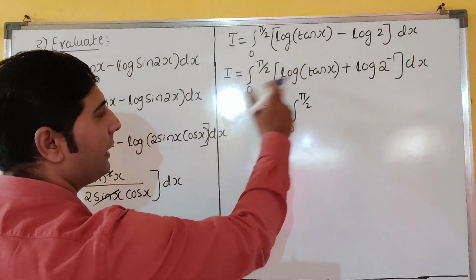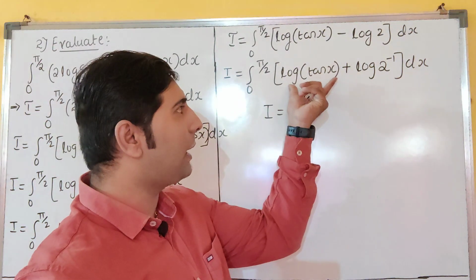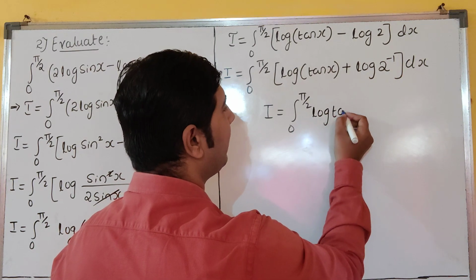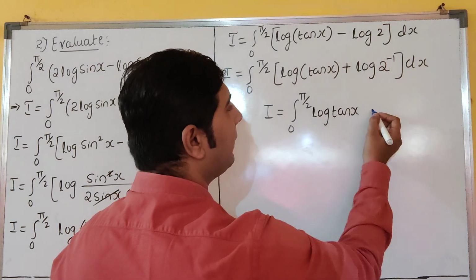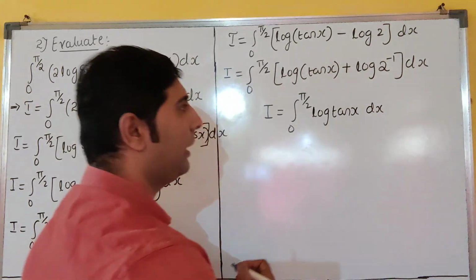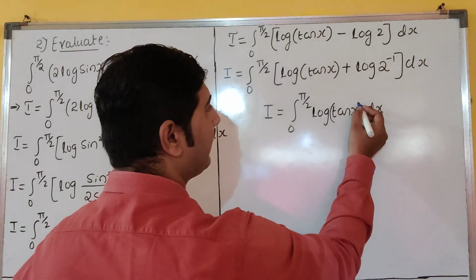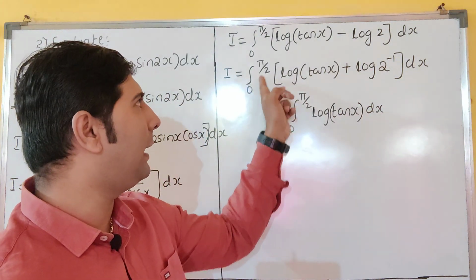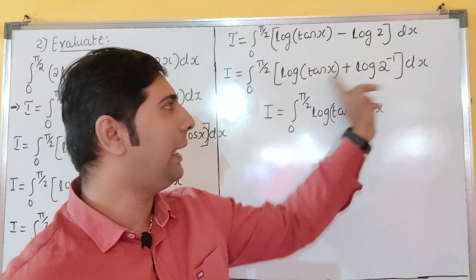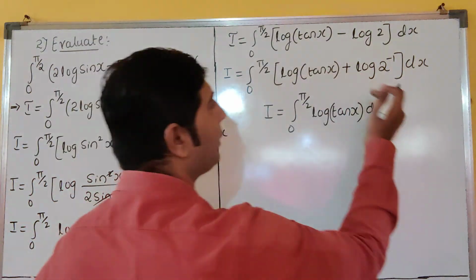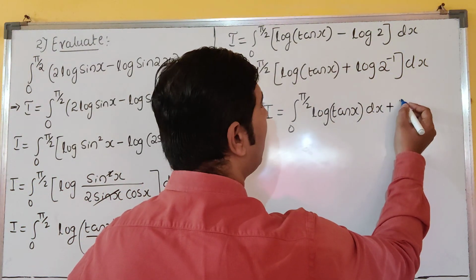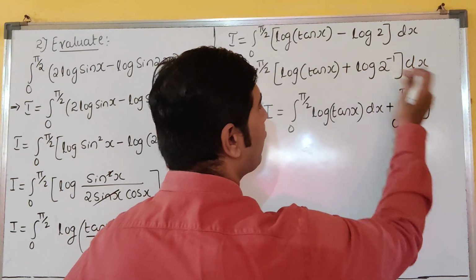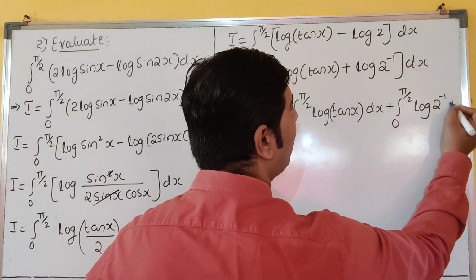I am applying this: 0 to pi by 2 is applied for log tan x. Log tan x into dx I can take. Dx also I can take inside. Clear everyone? Log tan x dx, so I have multiplied inside. Both I am multiplying. Integration 0 to pi by 2 for this and dx also. So the same is applied for this also. Plus 0 to pi by 2 log 2 raised to minus 1 into dx.